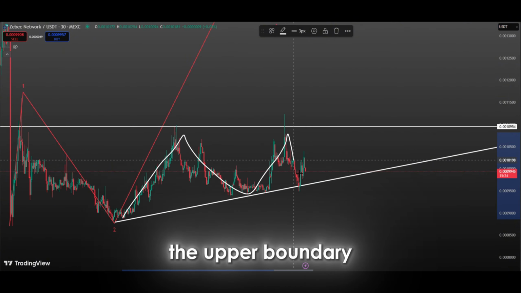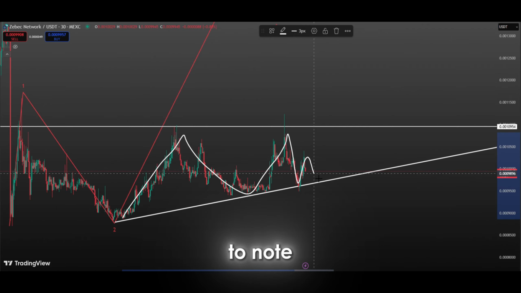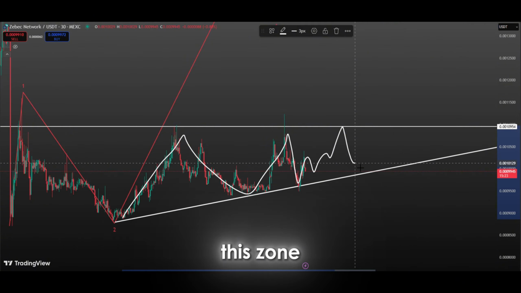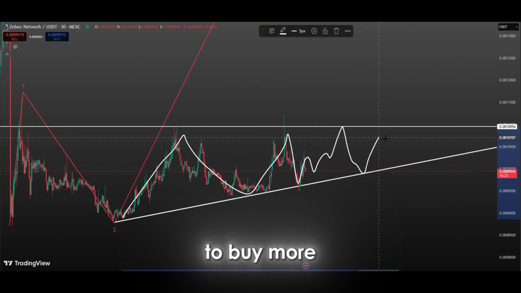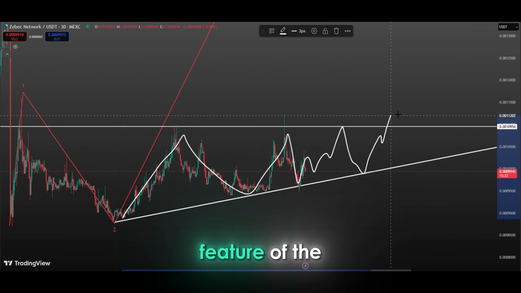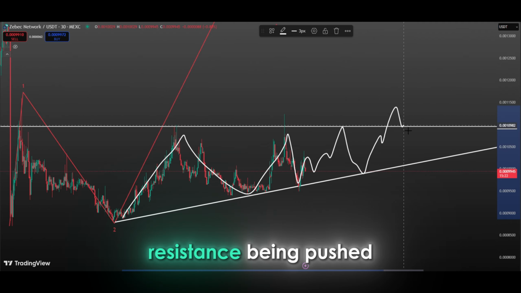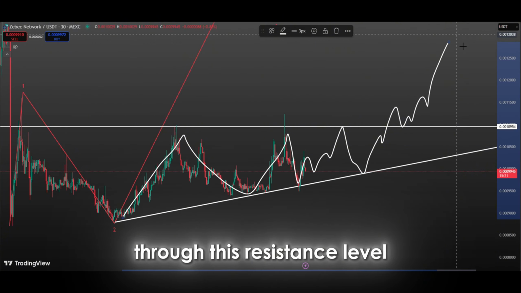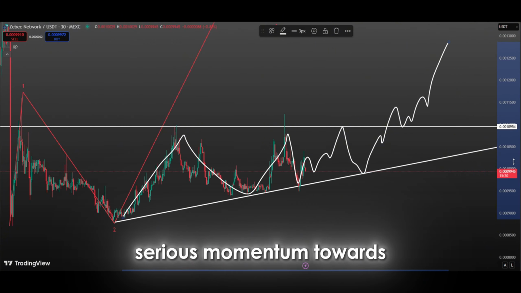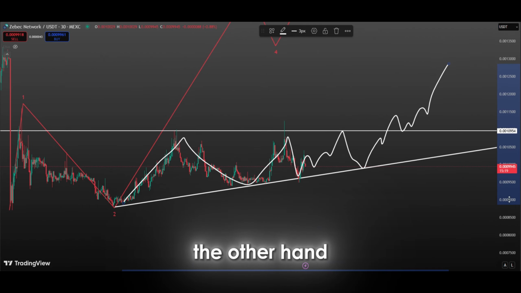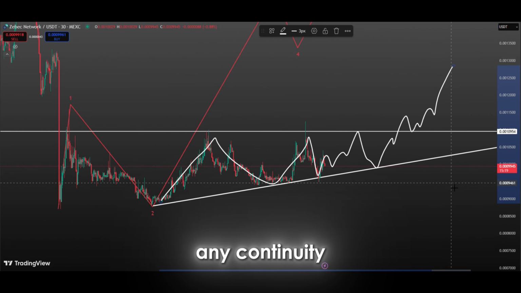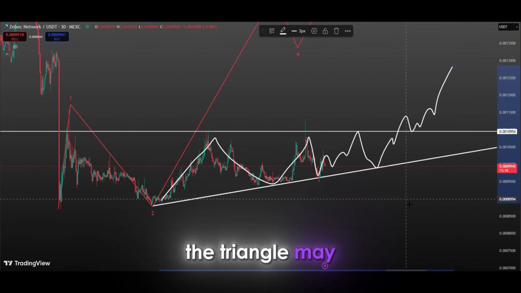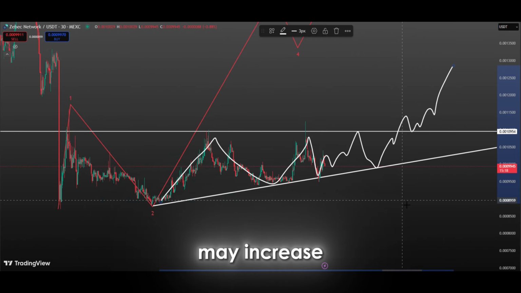As we approach the upper boundary of the triangle, another important point to note is the perception of market participants. Buyers will constantly make attempts to break through this zone, and the market will be forced to buy more. This is the characteristic feature of the ascending triangle: resistance being pushed and buyers putting pressure. If the price manages to break through this resistance level, we can gain serious momentum towards the first target points above. On the other hand, if the price fails to show any continuity at the upper boundary of this triangle and fails to break through this level, the triangle may lose its meaning and selling pressure may increase.